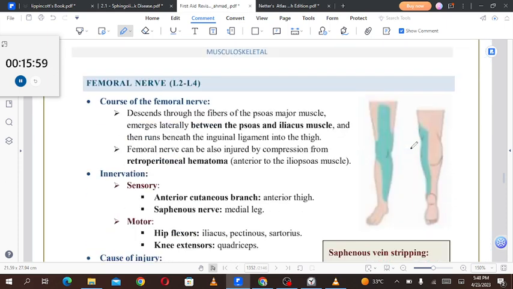Then we have the femoral nerve. The femoral nerve is over here. Obturator nerve. Just give me a second.